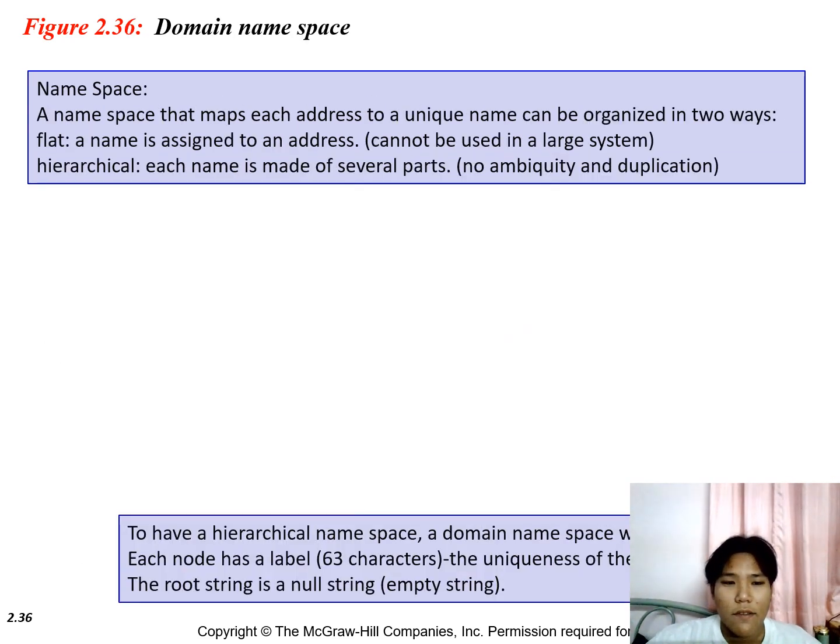Domain namespace. A namespace that maps each address to a unique name can be organized in 2 ways. Flat: a name is assigned to an address. Cannot be used in a large system. Hierarchical: each name is made of several parts. No ambiguity and duplication.